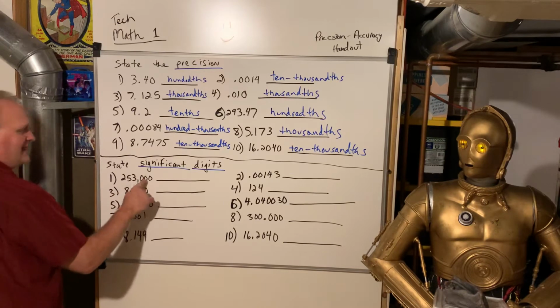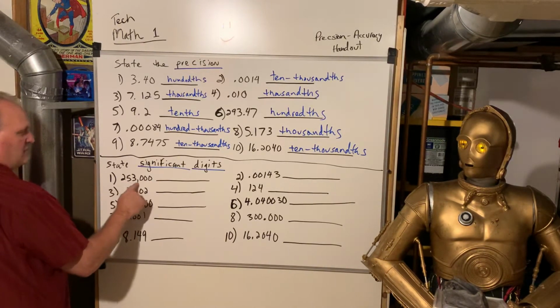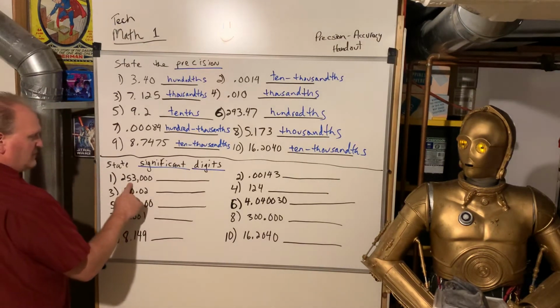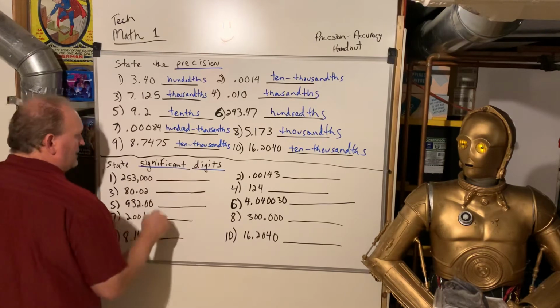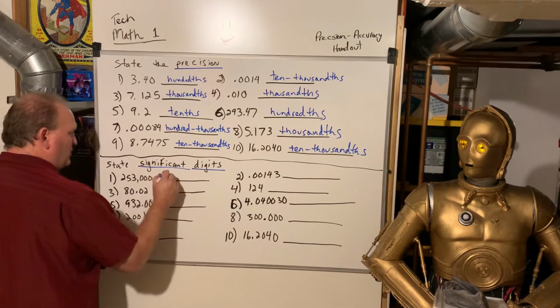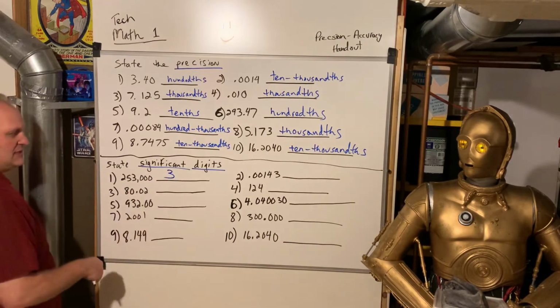So if I have 253,000, these zeros are of no consequence. If it was 253 million, there'd obviously be more zeros, but the information comes from the 253. That's where we hone in on significant digits. So 253, that's only 3 significant digits. We basically don't count those zeros.